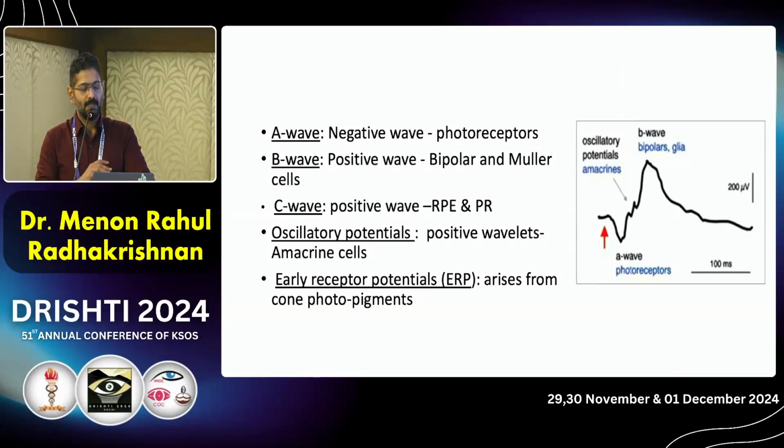Now, when we look at an ERG, you have an A wave over here, which is a negative wave, which originates from the photoreceptors. Then you have the B wave, which is a positive wave, which arises from the bipolar and Mueller cells, that is from the inner retina. And then you have the oscillatory potentials over here. These are small wavelets on the ascending limb of the B wave, and they arise from the amacrine cells. And then you have the C wave, which is again a positive wave, which comes a little later after the B wave, which arises from the RPE.